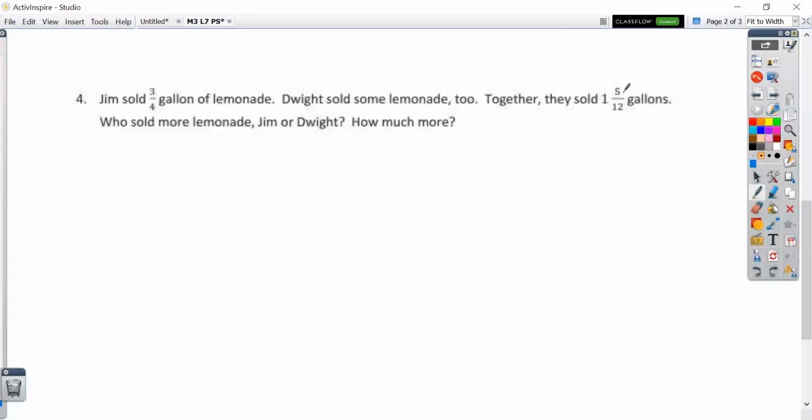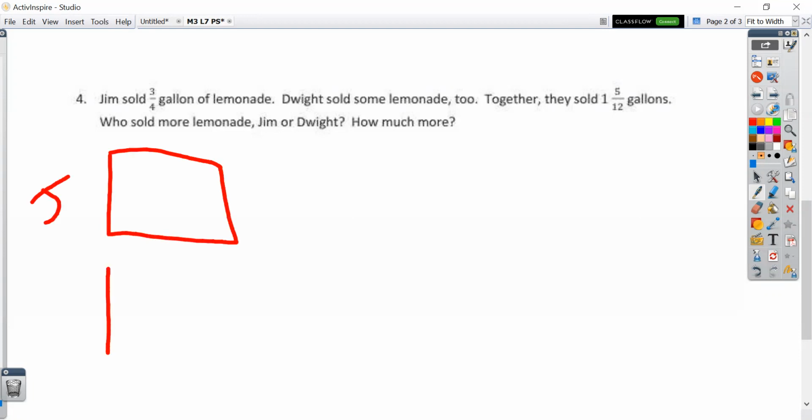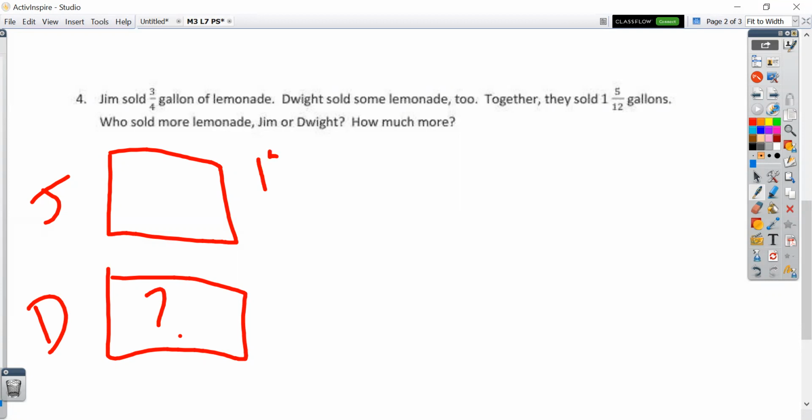There's more than one way to solve this question, so in terms of how you approach it, the math is going to be the same. We're still going to create common units and work with those common units to find the answer. Well, we know that the whole is 1 5/12, and that Jim, so this one's a hard model to show. It's like we have Jim, and then we have Dwight. We don't know what Dwight sold, but we know Jim is 3/4 of a gallon, and we know all together that it's 1 5/12 of a gallon.